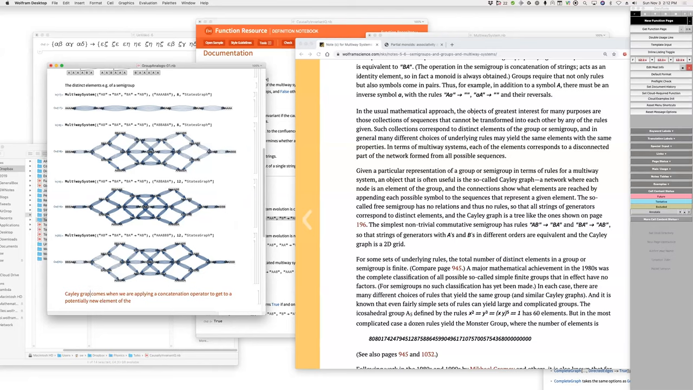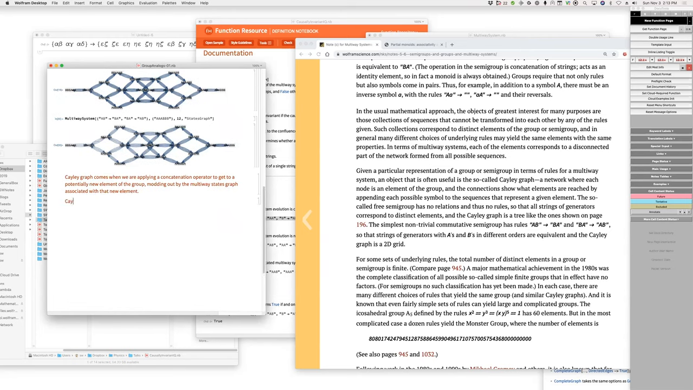Okay. Modding out by these graphs, which are essentially by the multi-way states graph, basically associated with that new element. Right. Okay. So in fact, these things are, but now the Cayley graph represents, so a Cayley graph effectively represents a map of inequivalent initial conditions, I claim. Yes, yes.